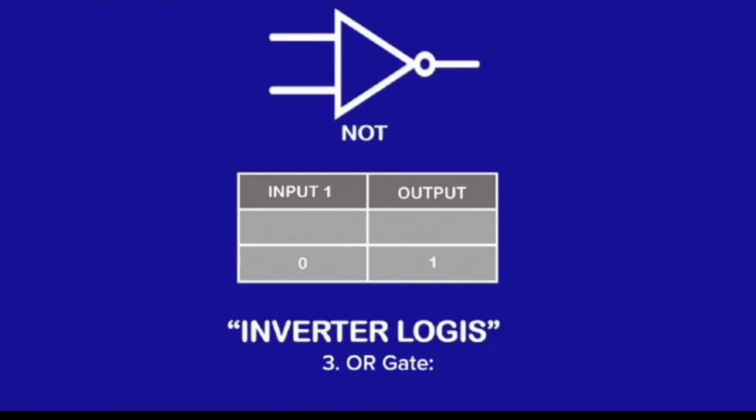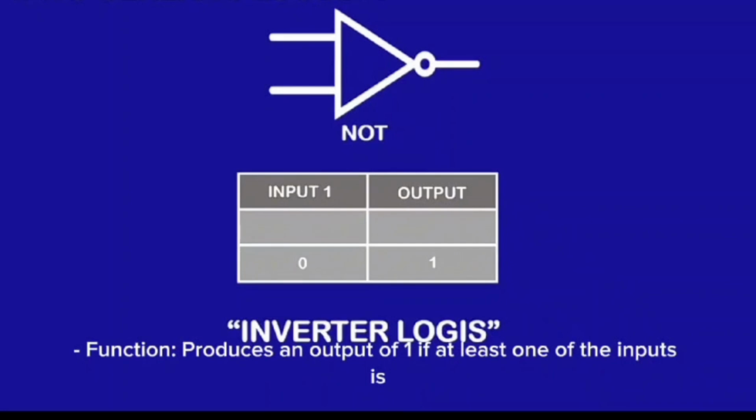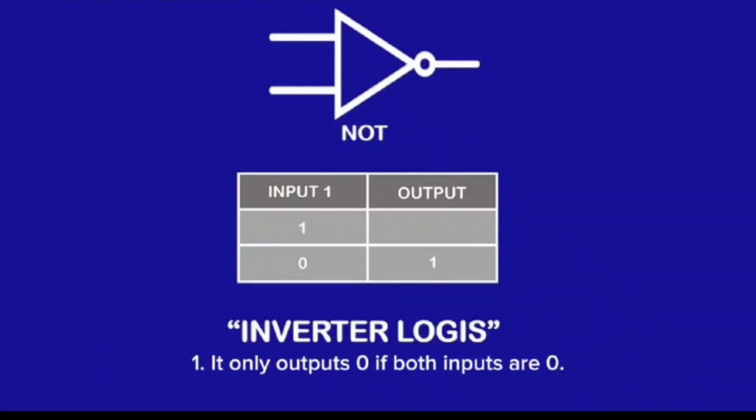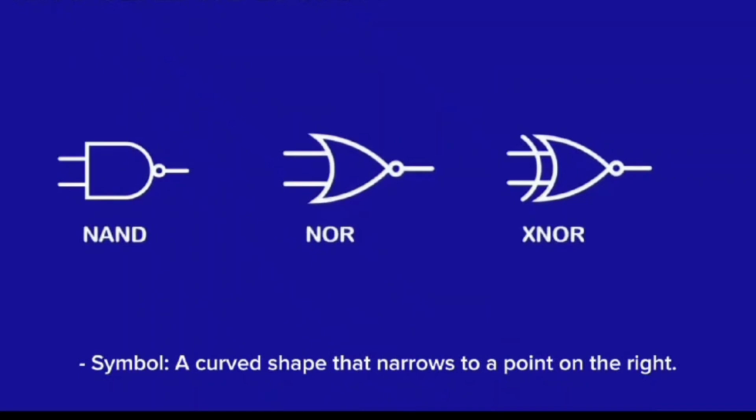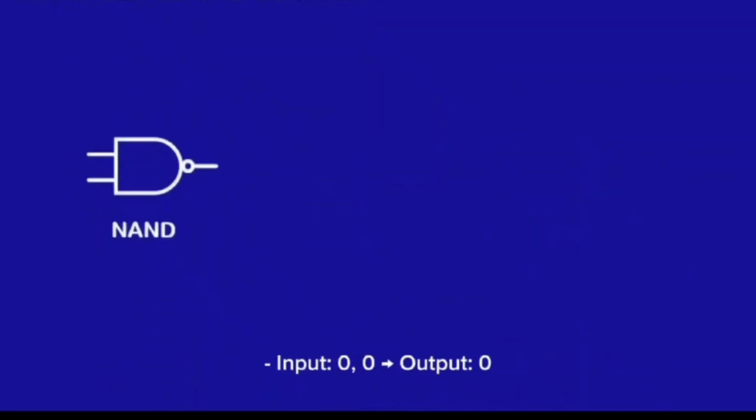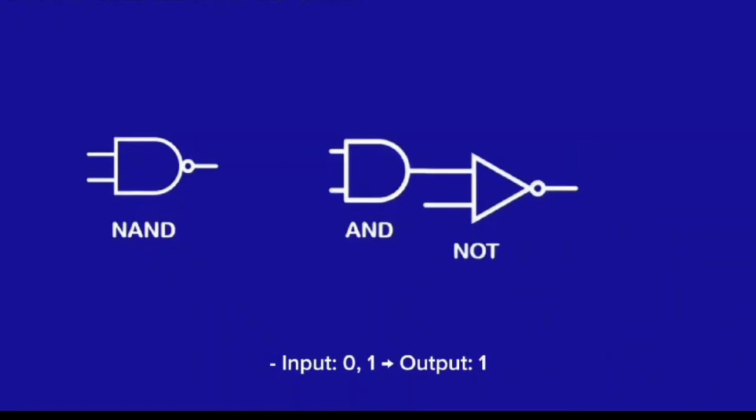3. OR gate. Function: produces an output of 1 if at least one of the inputs is 1. It only outputs 0 if both inputs are 0. Symbol: a curved shape that narrows to a point on the right. Truth table: input 0, 0 output 0; input 0, 1 output 1; input 1, 0 output 1; input 1, 1 output 1.